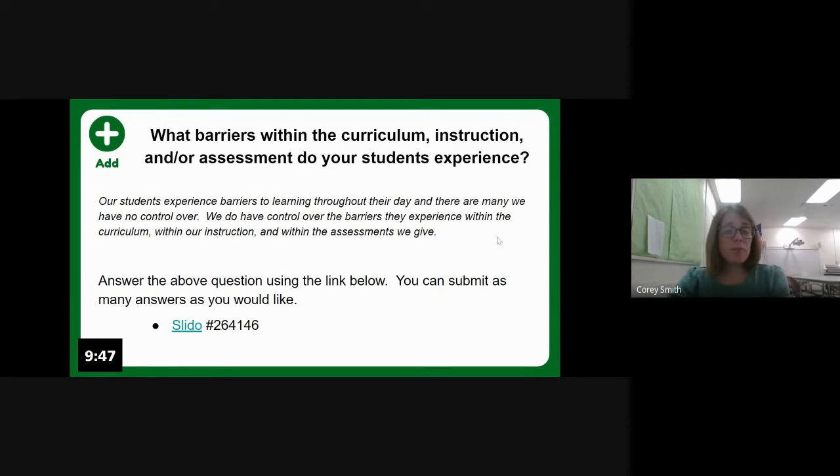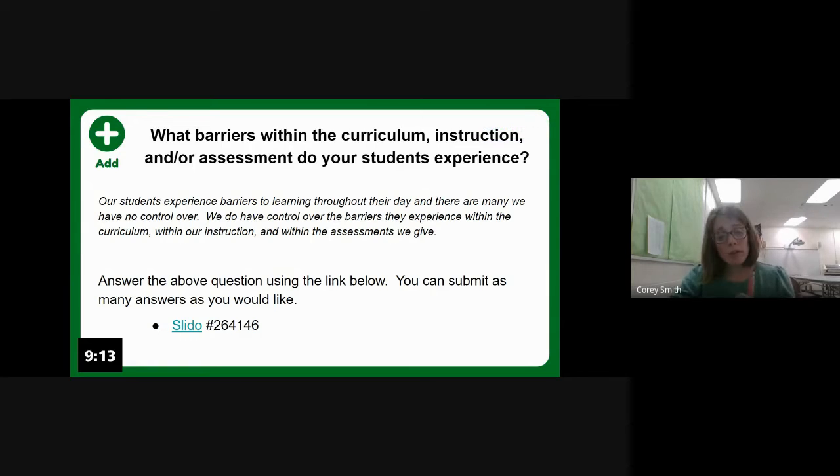And what I've done is I've put a little reminder in here that our students experience barriers to learning throughout their day, both in school and outside of school. And there are many barriers that we don't have control over. But we do have control over the barriers that our students experience within the curriculum that we're teaching, within the way we're teaching that curriculum, and with the way that we assess that. And so that's what I really want us to focus on. I want us to focus on the things that we do have control over and not all of those outside influences that we can't control.